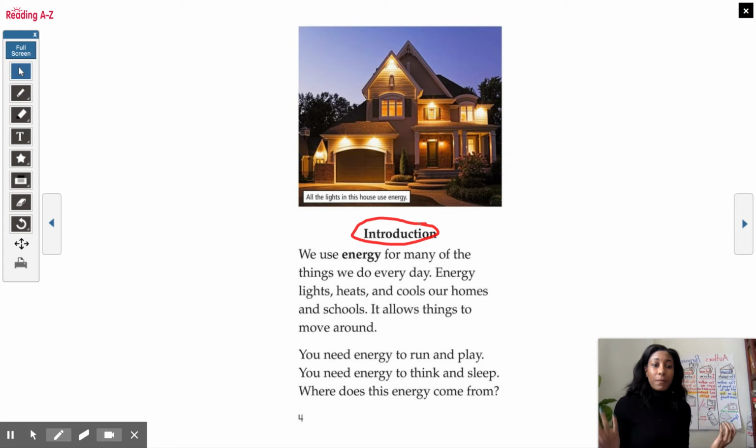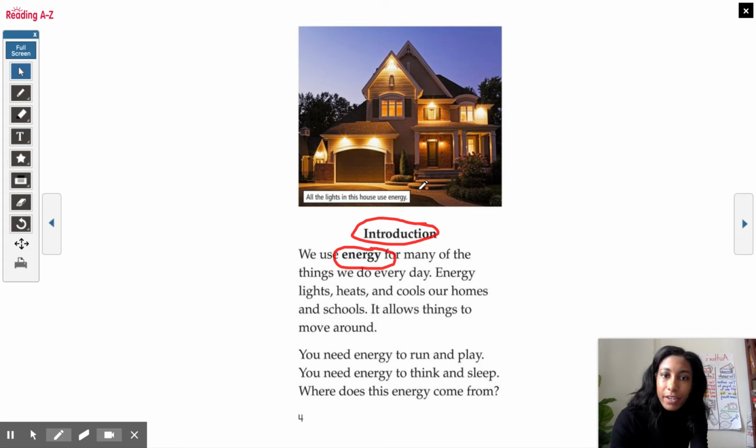I know that this is going to be introducing me to what the story is going to be about. I see a bold word, energy. I know if I go in the back of the story to the glossary, I can find the definition of energy, and I see this caption right here. Captions are below pictures, and they tell us about what's happening in the picture. It tells us all the lights in this house use energy.